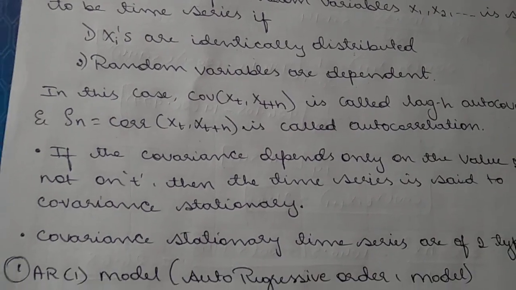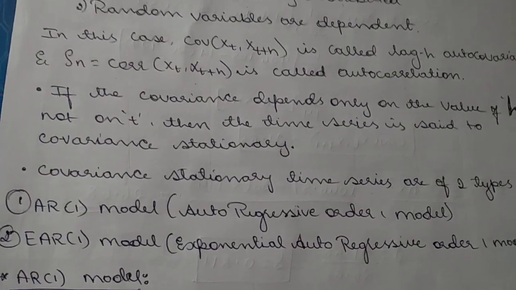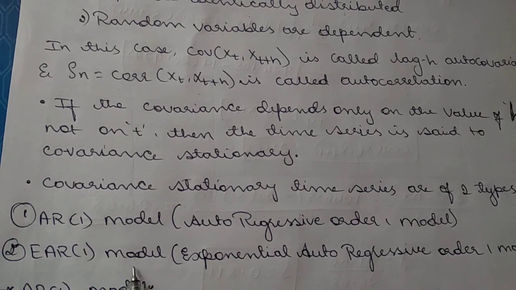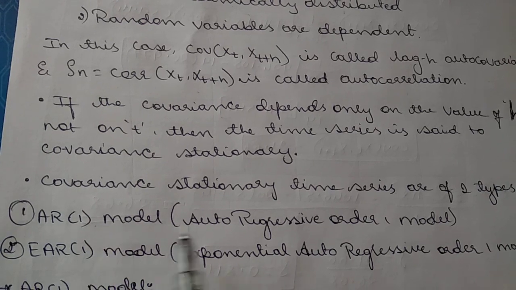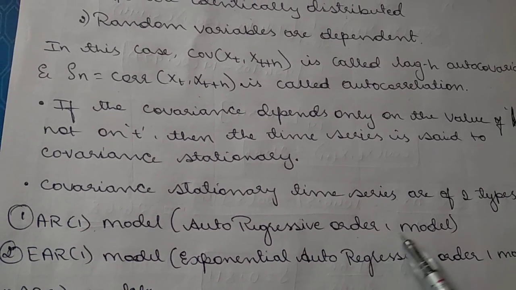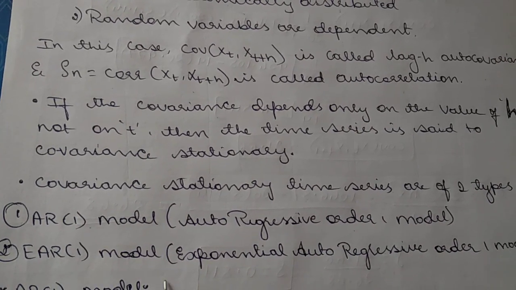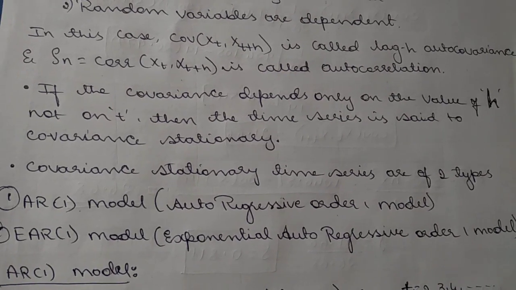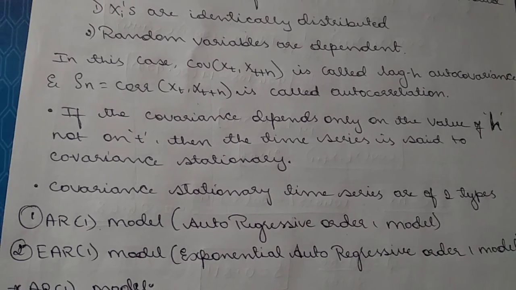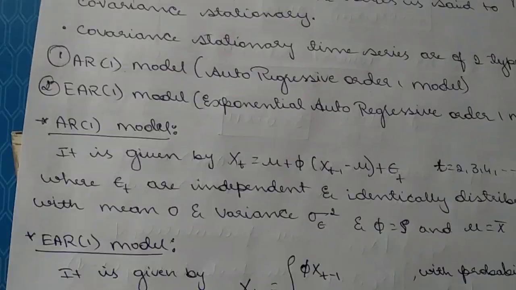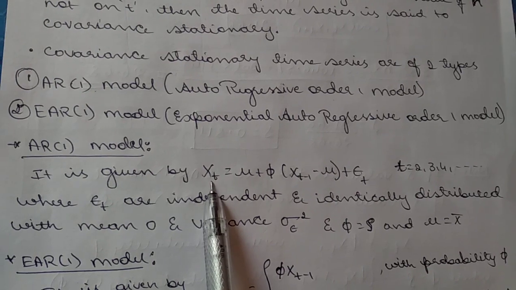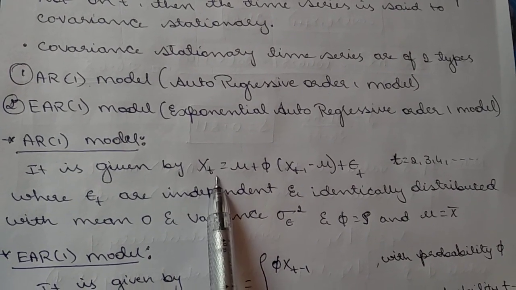Covariance stationary time series are of two types: the AR1 model and the EAR1 model. AR1 means the auto-regressive order 1 model. EAR1 means the exponential auto-regressive order 1 model. The AR1 model is given by xt, which depends only on t, not on h.